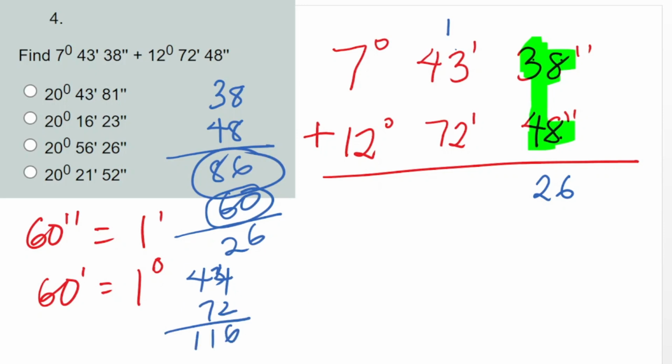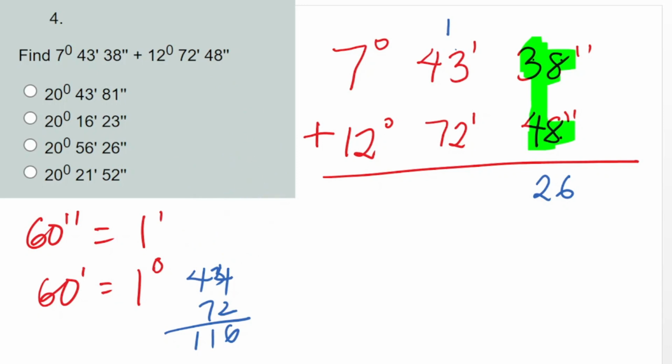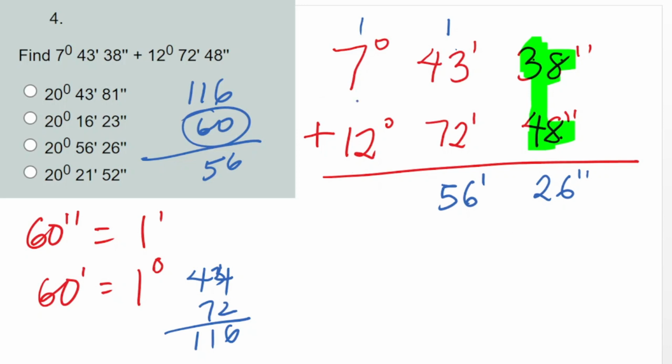116. 116 as well is more than 60 minutes. So that means we have 1 degree there. So we are going to say 116 minus 60. So this will give us 6 and this will give us what? 5. So what we are going to have there is 56 minutes. This is seconds. So the 60 we subtracted will come in. So that will be 8. 8 plus 12, that gives us what? 20 degrees. So the answer will be 20 degrees, 56 minutes, then 26 what? Seconds. So that means the answer is option C here.